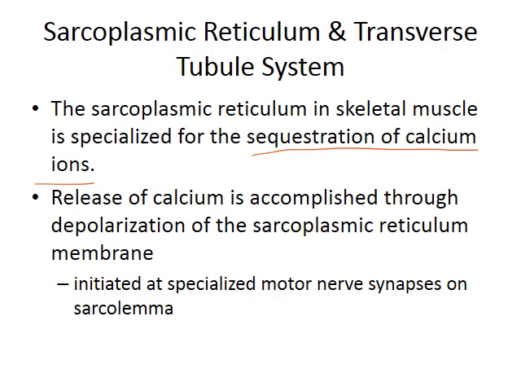When it's needed is whenever it becomes depolarized and releases this calcium of the sarcoplasmic reticulum due to motor nerve synapses on the sarcolemma. So we're still looking at synapses, just like last chapter, causing depolarization. But instead of it being sodium and potassium, we're going to be looking at calcium ions being moved.